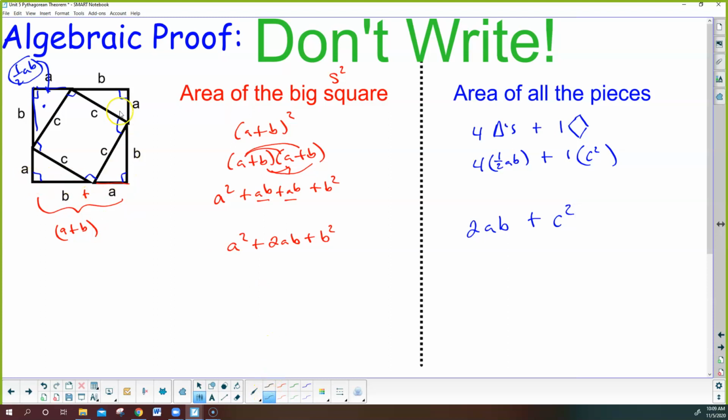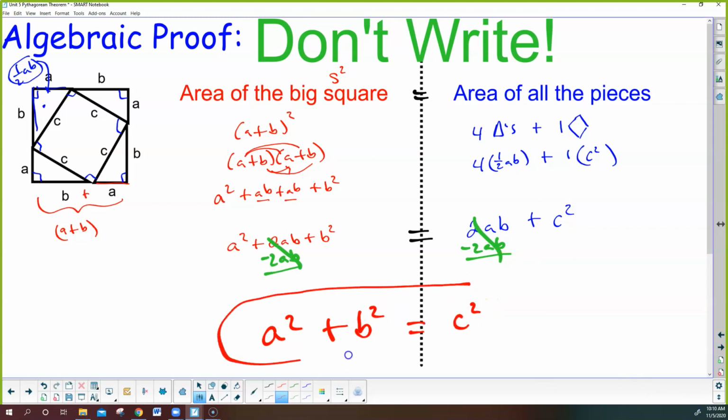Now notice, the area of the big shape is equal to the area of all the small pieces. So these two relationships are equal. But wait a minute. Don't they have something in common? They each have a 2AB. So if I subtract a 2AB from one side, they reduce out. And what's left over? A squared plus B squared equals C squared. We just algebraically proved the Pythagorean theorem.